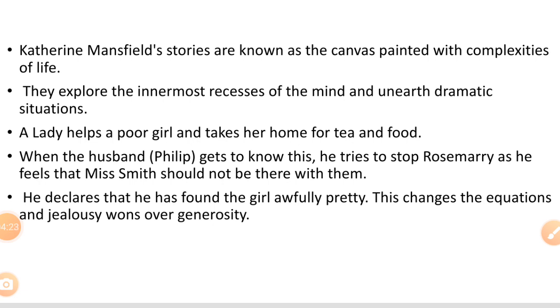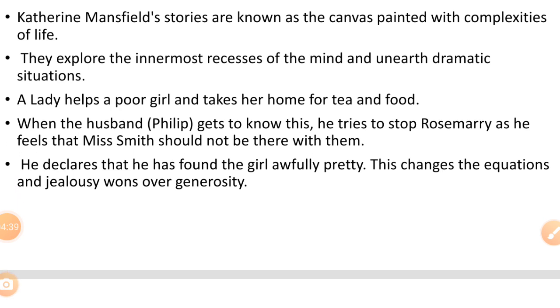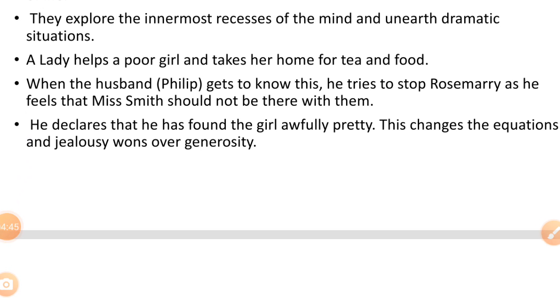But she is relieved very soon, as Rosemary's husband, Philip, feels attracted towards her, and it is the reason for jealousy. When the husband Philip gets to know this, he tries to stop Rosemary, as he feels that Miss Smith should not be there with them. And Rosemary feels very jealous; she doesn't like her husband Philip to call the poor girl pretty, and she doesn't like her staying for a long time, so she gives her some amount so that she can purchase whatever she likes.